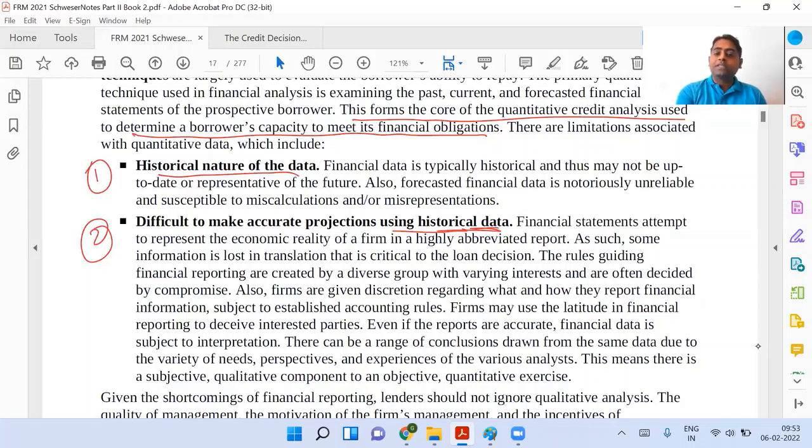If you read this point, they tell you the first is obviously the way the data is presented. The second could be the accounting rules also, because some companies follow US GAAP, somebody follows Indian accounting standards, or IFRS. Obviously there's going to be a difference in terms and in calculating things. So that can also have an impact on your ability to understand the capacity of the borrower. So read the first 6 lines, 7 lines.